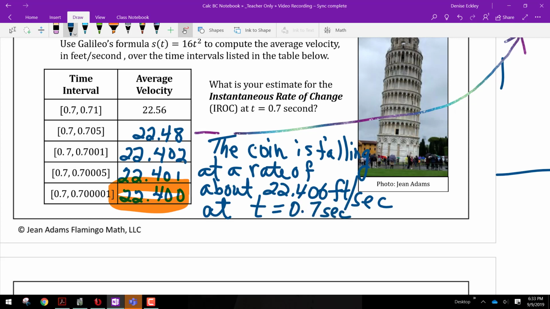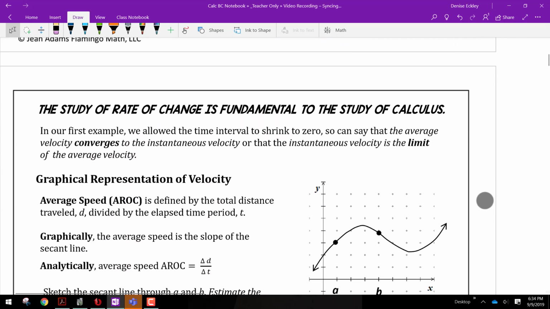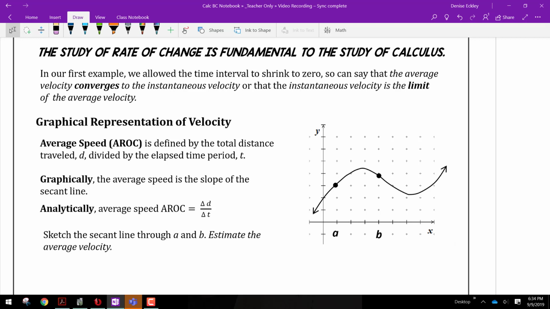You want to make sure that you emphasize at what time, because the instantaneous rate is going to be different at different times. Okay, so that's our introduction to this. So we're going to look more closely at how we study rate of change in calculus.